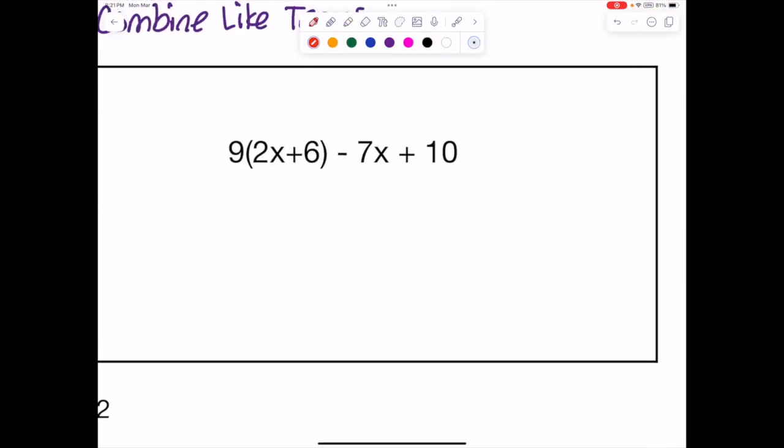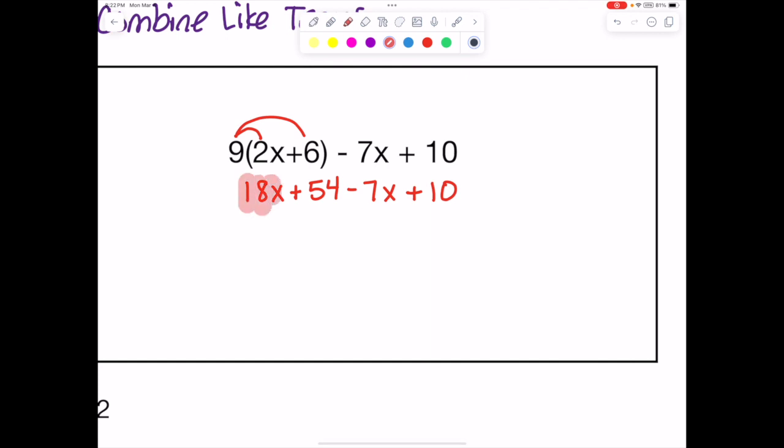All right, let's continue and do the same thing. Step 1 is distribute. So we have 18x plus 6 times 9 is 54 minus 7x plus 10. Let's go ahead and combine like terms.